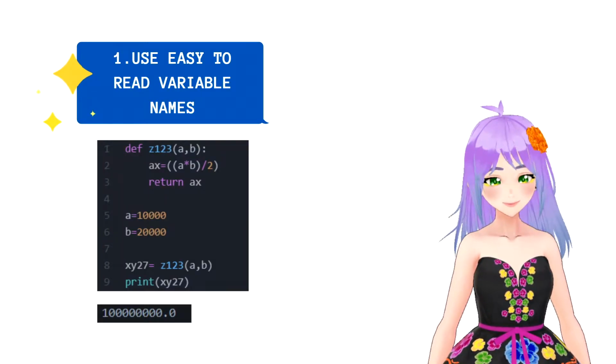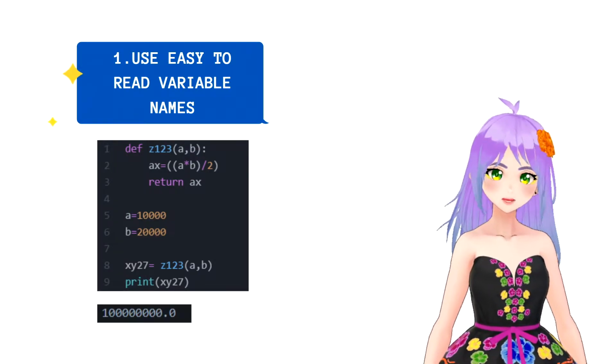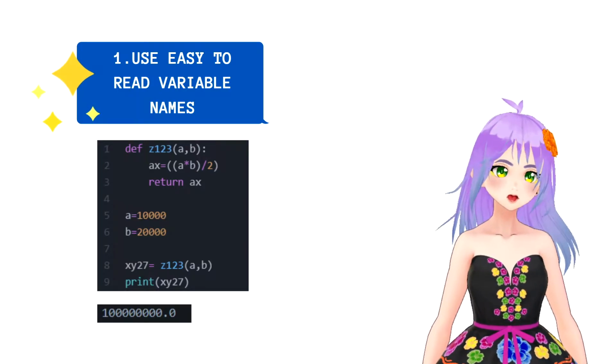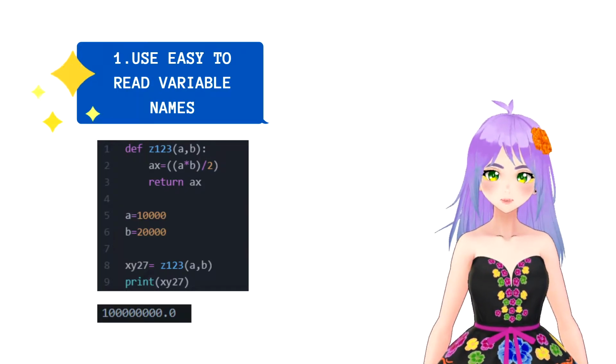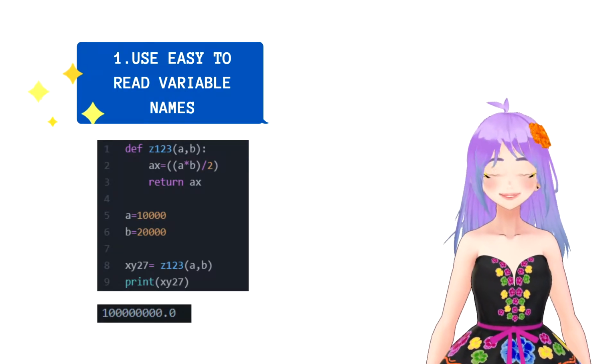Tip number 1. Use easy-to-read variable names. This way, you can understand what a code does with just looking at it. It is important for the reader to understand your code so it can be used, updated, and upgraded.